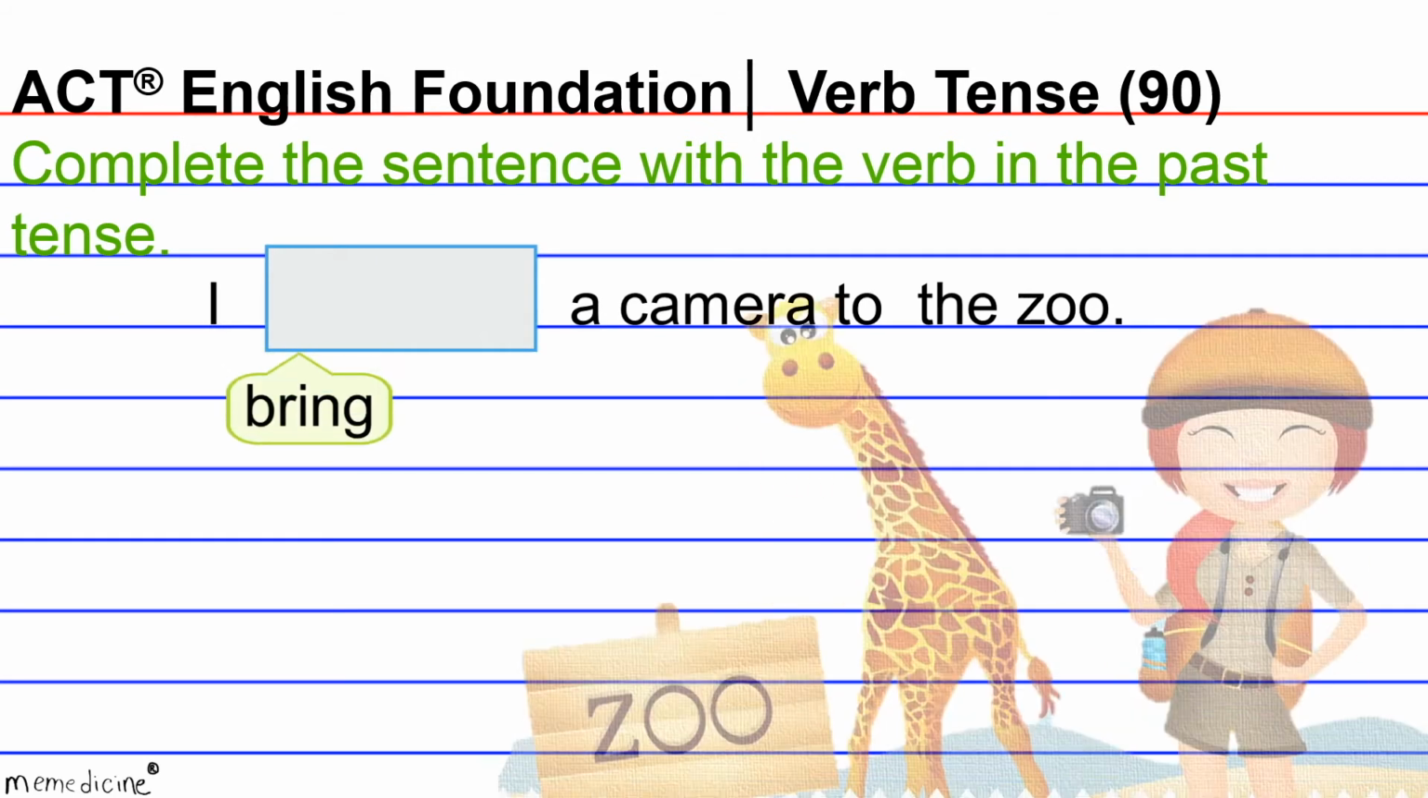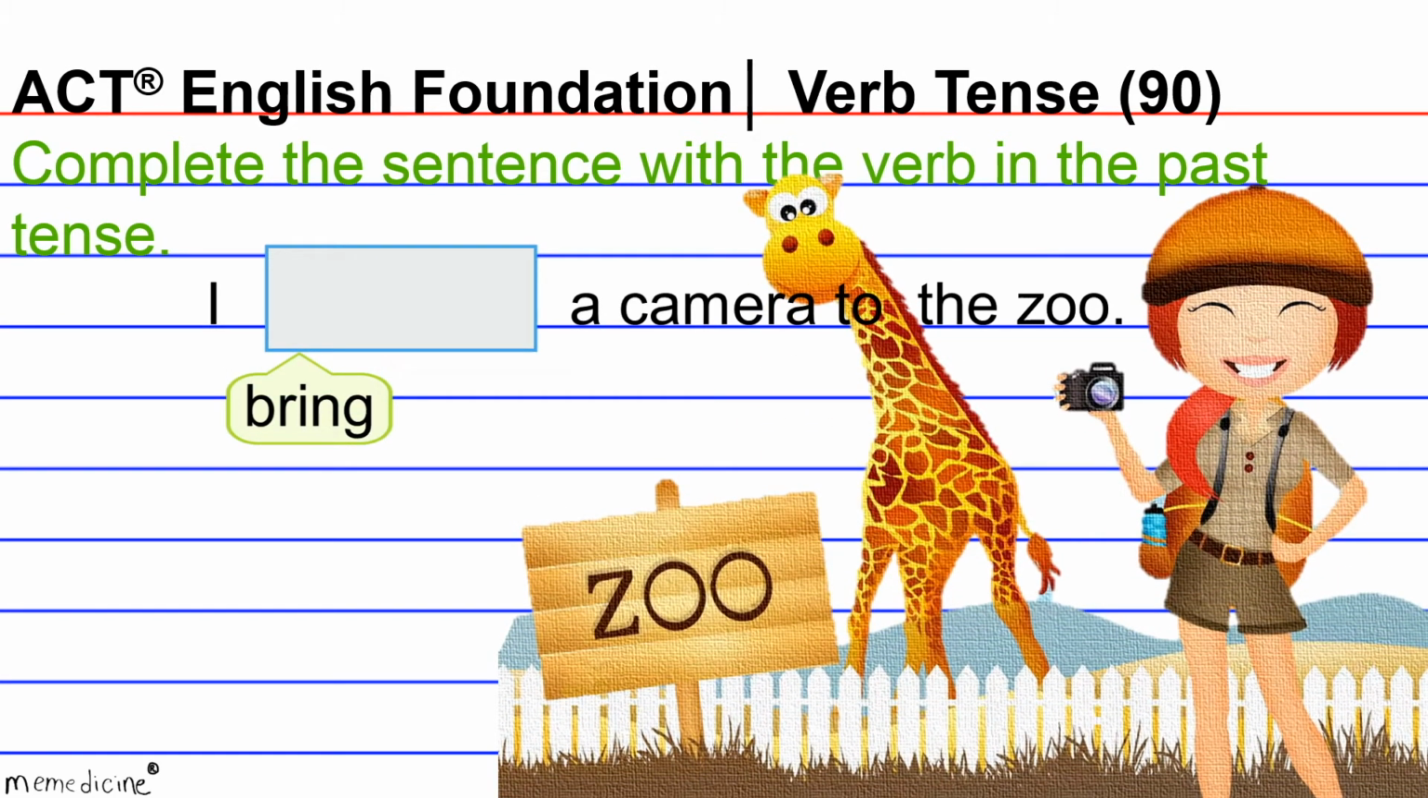I blank a camera to the zoo. The task here is to shift the tense of bring to its simple past tense verb form. Here's what I need you to understand.